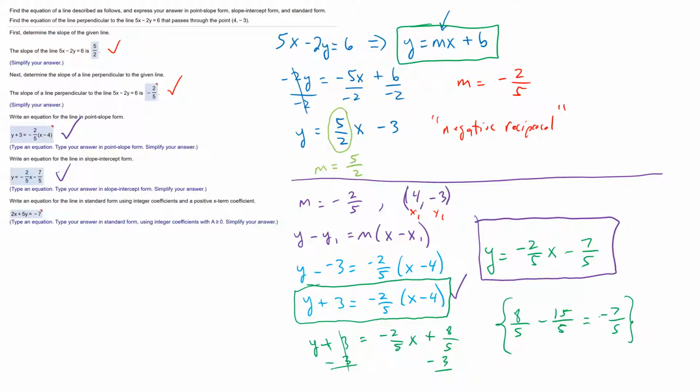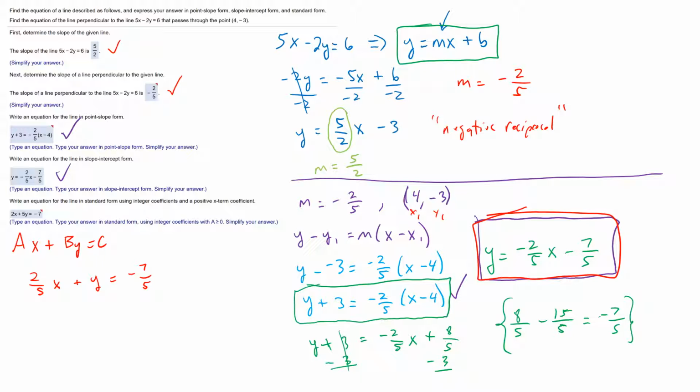Finally, they want the answer in standard form. Standard form is ax plus by equals c. And so that means we have to put the x and the y terms on the left-hand side of the equation. So we're picking back up right here from slope-intercept form. I'm going to move the negative 2/5 x to the left side. So we have 2/5 x plus y equals negative 7/5. And at that point right there, it's basically standard form.